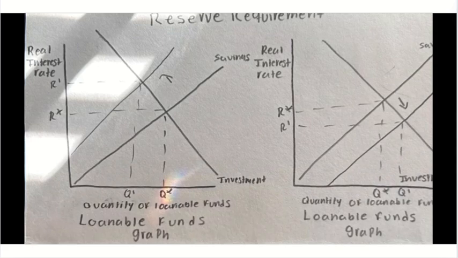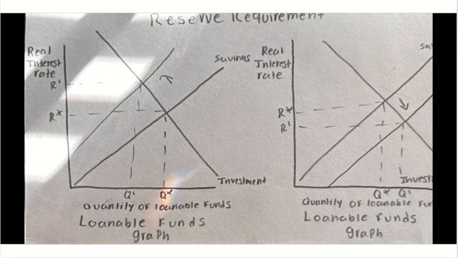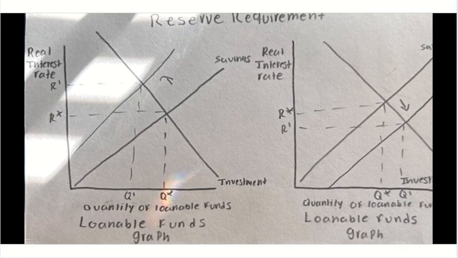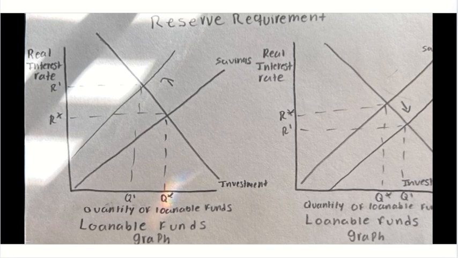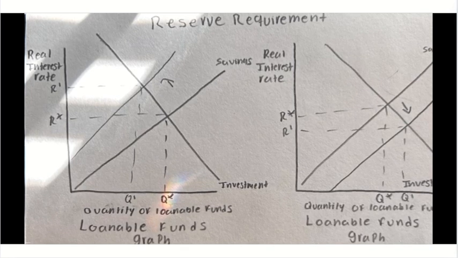I'm going to explain how reserve requirements, discount rate, open market operations, interest rate paid on reserves, quantitative easing, and Fed loan facilities affect the money supply. Let's start off with the reserve requirement.